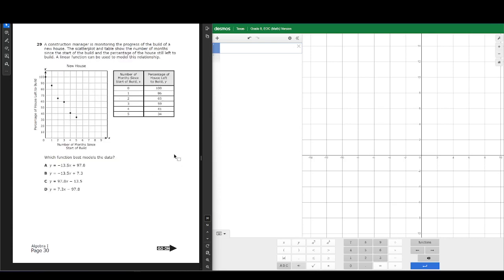A construction manager is monitoring progress of the build of a new house. The scatter plot and table show the number of months since the start of the build and the percentage of the house still left to build. A linear function can be used to model this relationship. Which function best models the data?